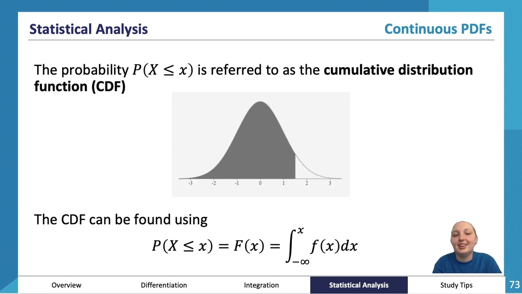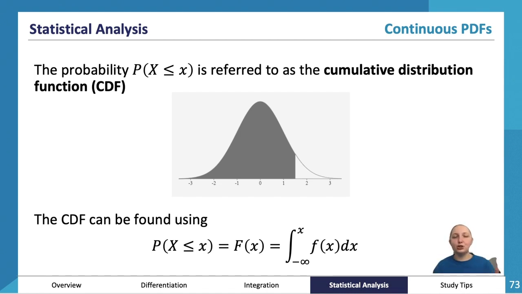Okay, so the probability, let's say that x is less than or equal to our little x, is referred to as the cumulative distribution function. A lot of people get super confused between PDFs and CDFs, so CDF being the cumulative distribution function. But essentially, your CDF can be found by integrating from negative infinity to little x of f of x dx. Okay, fairly straightforward.